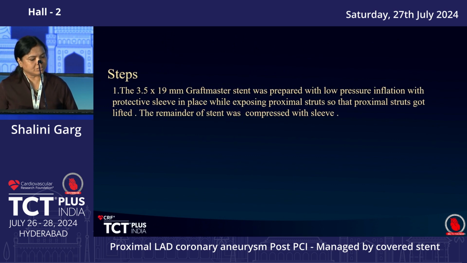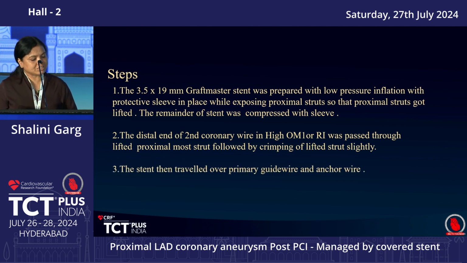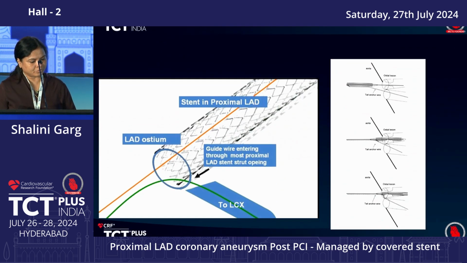Steps of it were: the 3.5 into 19 mm Graft Master stent was prepared with low pressure inflation with protective sleeve in place while exposing proximal struts so that proximal struts got lifted. The remainder of the stent was compressed with sleeve. The distal end of second coronary wire in high OM1 or RI was passed through lifted proximal most strut followed by crimping of the lifted strut slightly. The stent then traveled over the primary guide wire as well as anchor wire. The stent was then placed at ostial LAD.